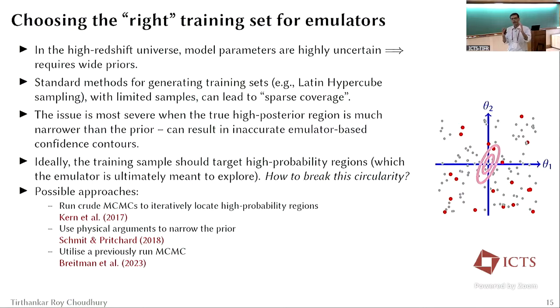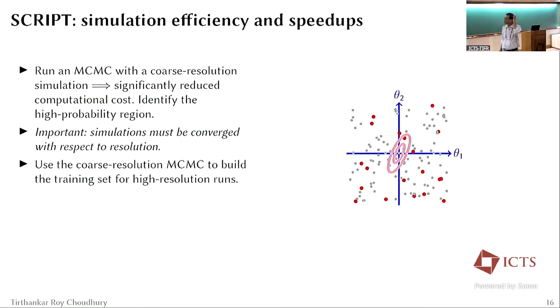Or you actually start with a narrower prior based on physical arguments. Or if you have run a previous MCMC, just utilize those chains to train your emulator, because once you have trained it, you can keep on using it. We were developing the models, so we didn't have access to many of these things. So we took a slightly different approach.